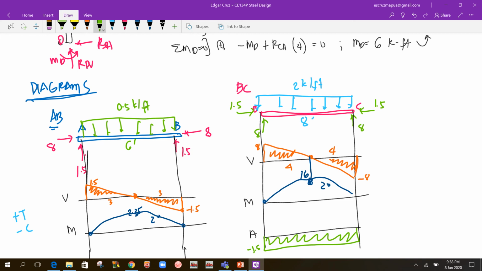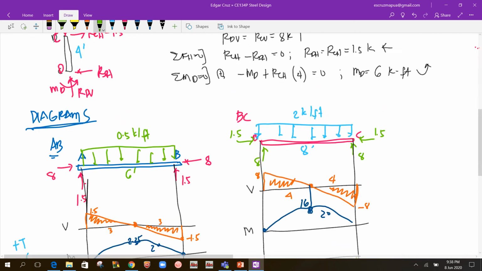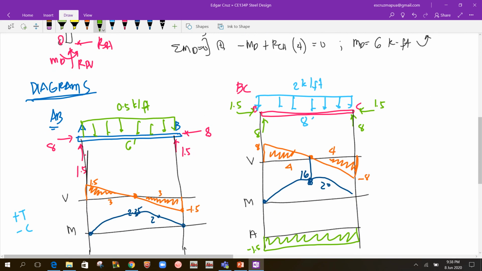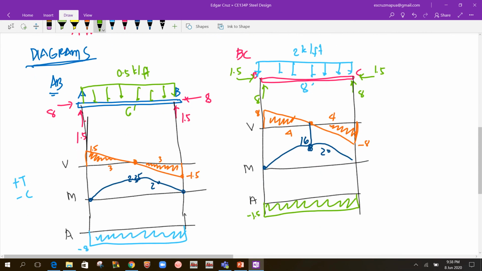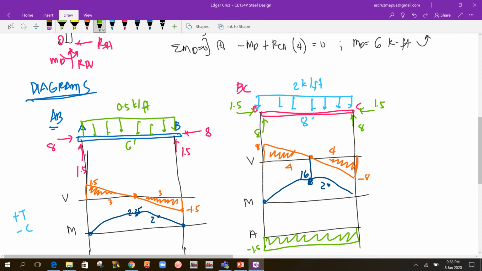Lahat compression. Okay, then last would be for member CD. Okay, for member CD naman, the length of which is 4 feet. Let's have it here. Yung member niya, maikli lang, 4 feet.